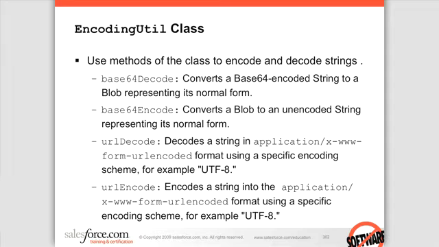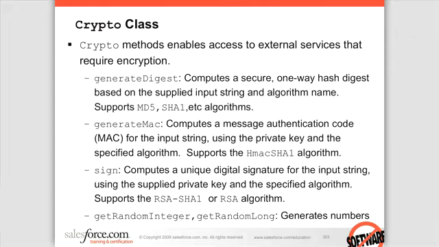So the encoding util class has some methods associated with base64 and URL encoding and decoding. We can use this for our message contents. There's also a crypto class which has methods for encrypting the contents of the data that we're sending or receiving.